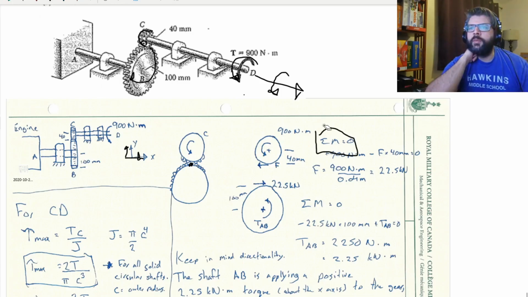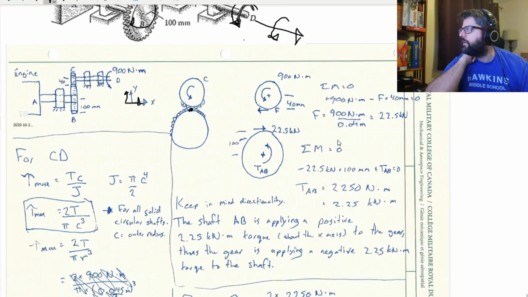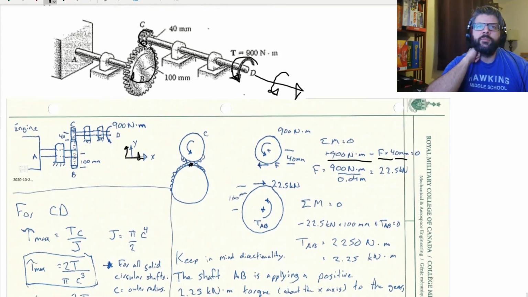So we can figure out what the magnitude of that force is just by taking the sum of our moments. So the sum of our moments is going to be the positive 900 newton meters minus F times the 40 millimeters that is the radius of our gear here. Based upon that, a quick rearrangement of the equation, and we can solve for F. F is just going to be the 900 newton meters divided by our 0.04 meters. Again, I converted to meters just to be able to cancel that out easily and then be left with newtons.